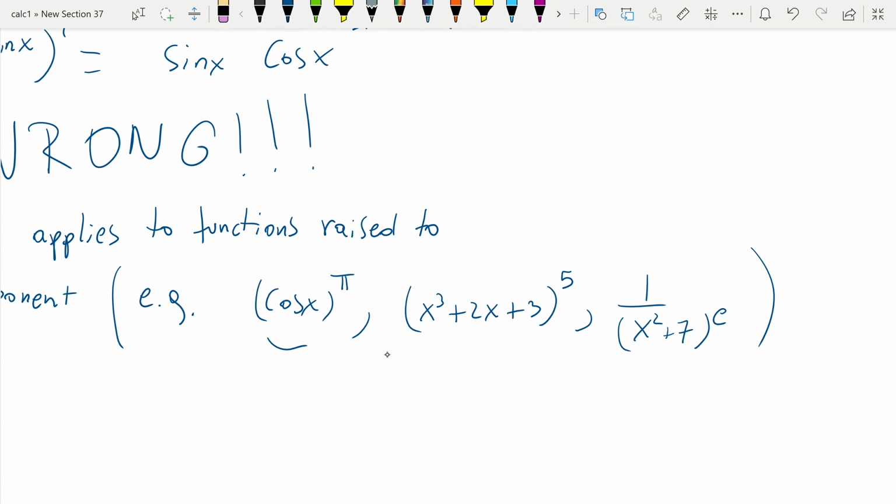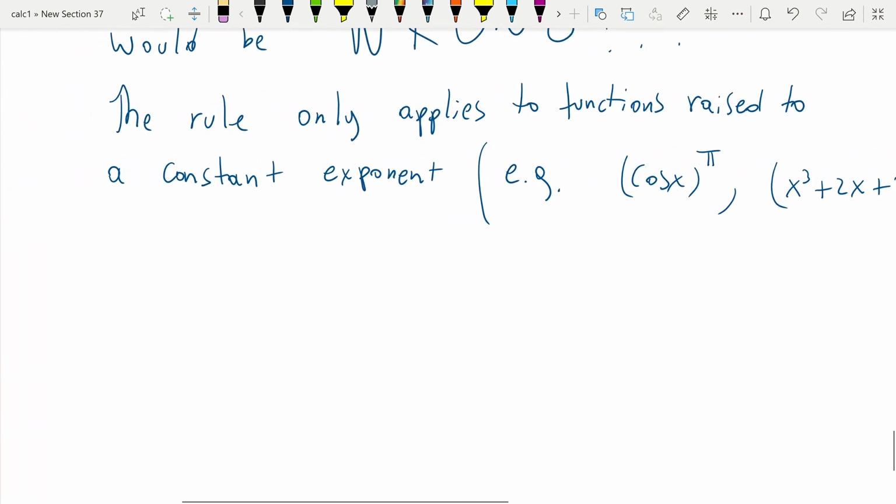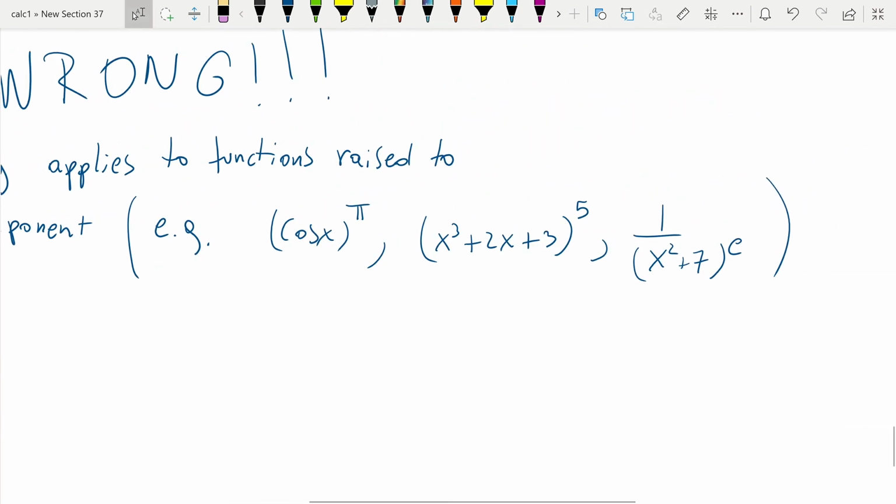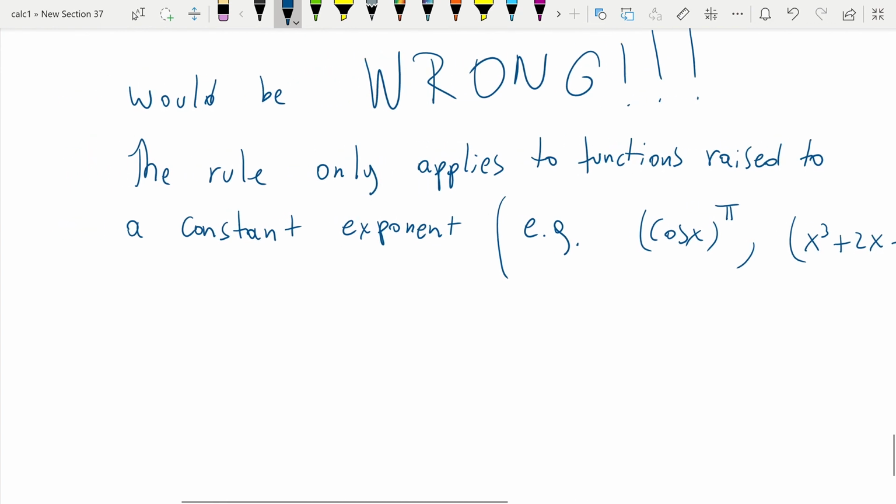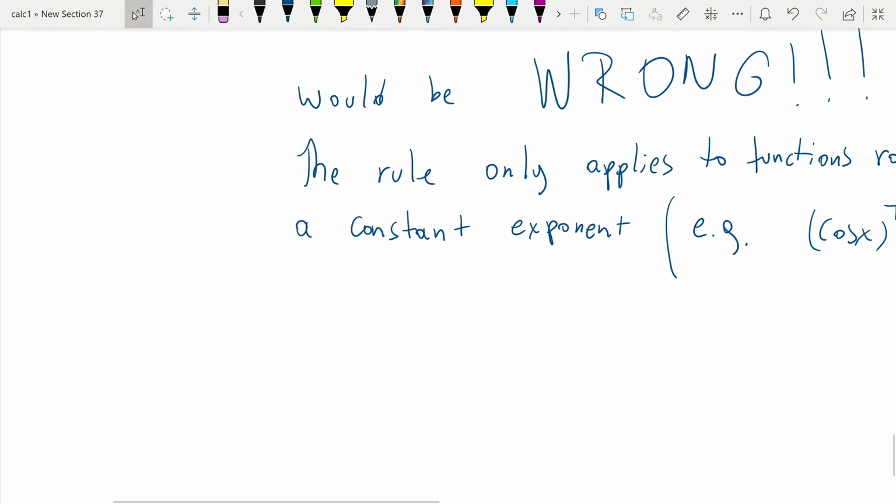So pi here. This is a polynomial raised to the power 5, which is a number. And this is the same as 1 over x squared plus 7, all of that raised to the power e. And e is just a number. e is not a function. So those are all correct applications. I mean, we can still differentiate something like that.